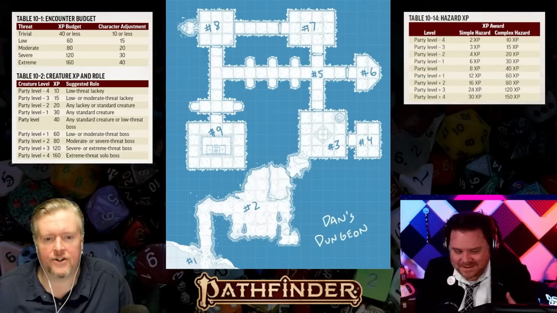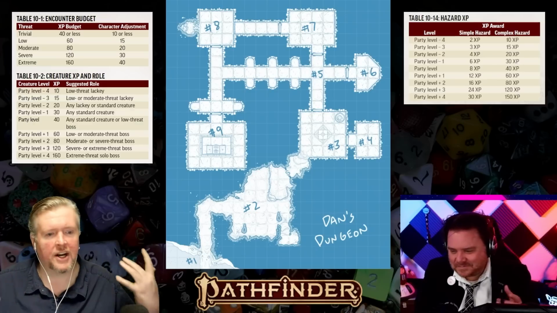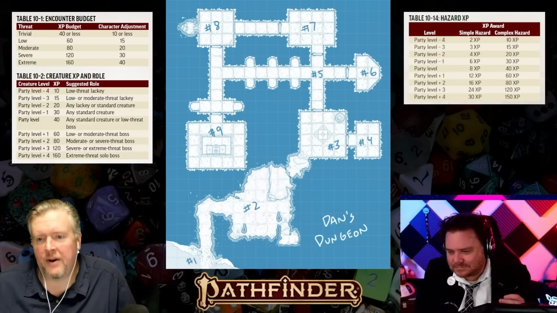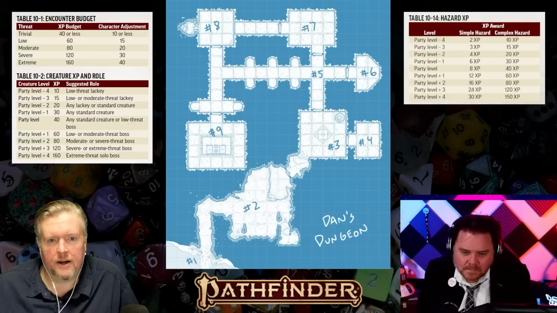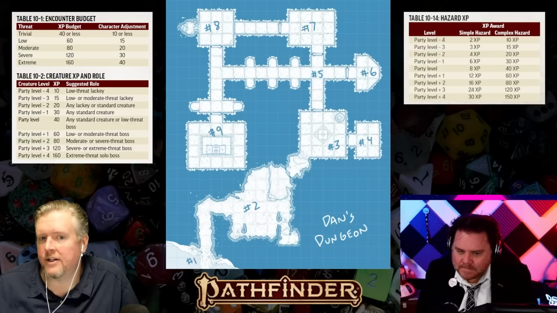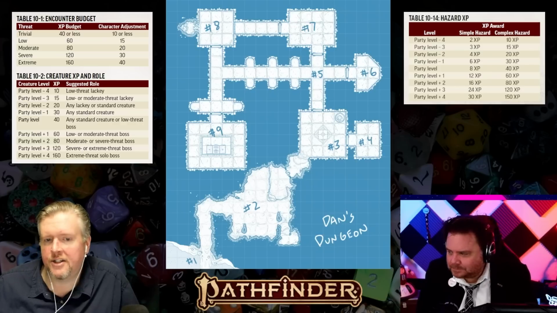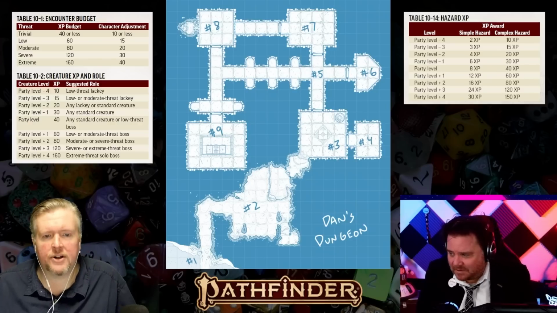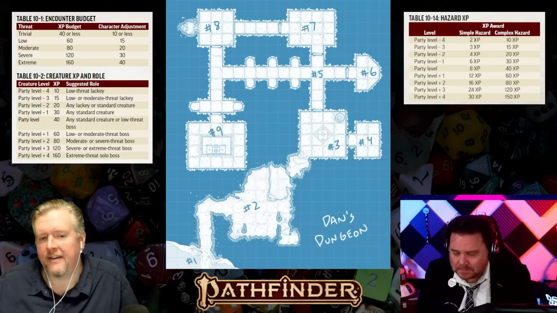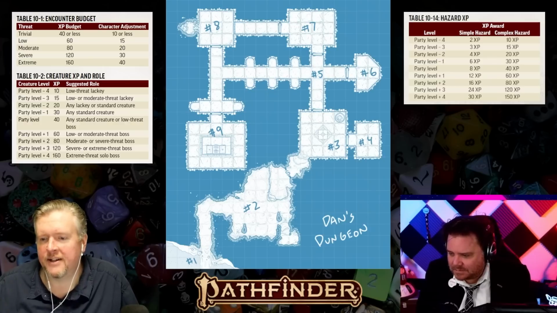Then they can get to encounter 9. And here we are, designing the final encounter of this place. Now we've had a low, we've had a moderate, we've had another low. We can throw a moderate, or we could even go maybe kind of spicy here. I wouldn't go severe. But you could go 80. You could even creep up to 100 if you wanted to, depending on what you wanted to put in area 9.